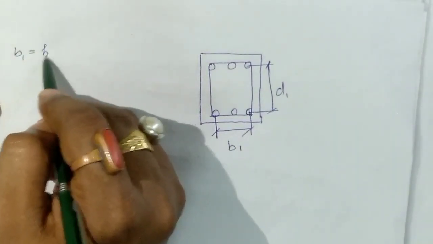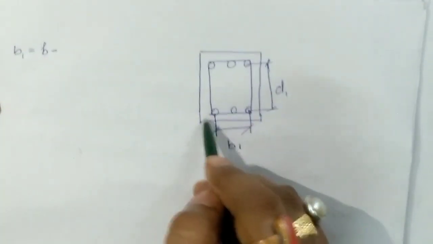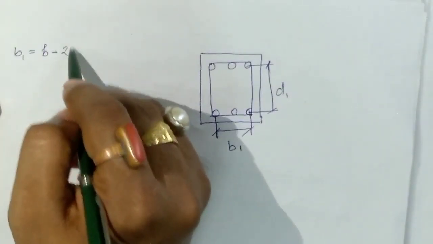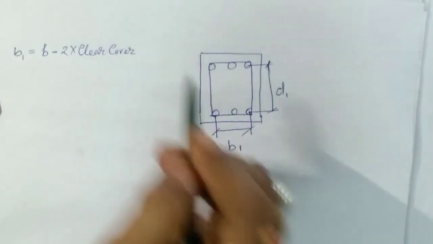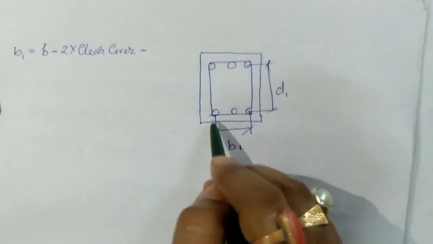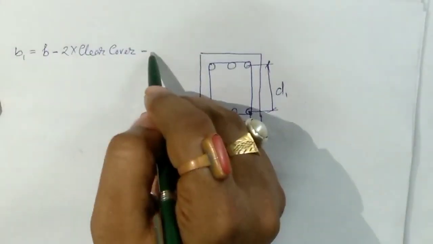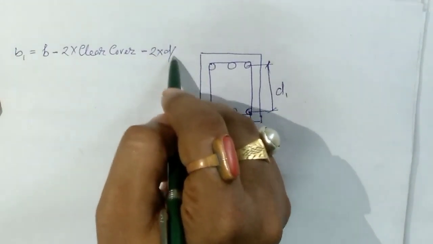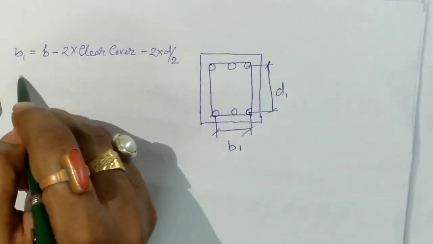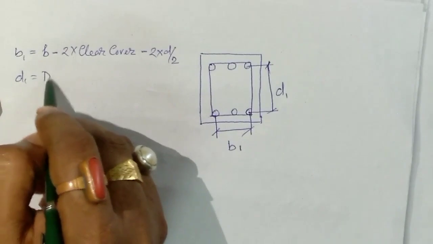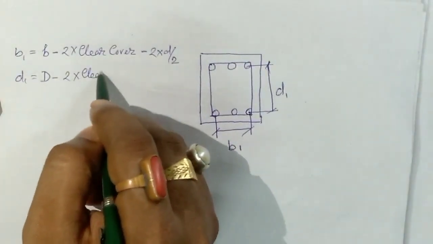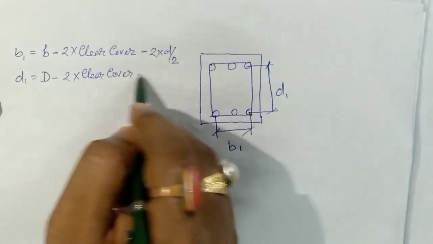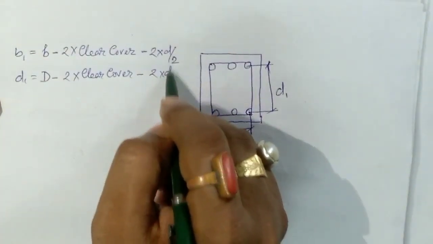So to get b1, the total b minus clear cover on both sides, 2 into clear cover, again minus half of the bar diameter on both sides. Similarly for d1, capital D, total depth, minus twice clear cover, minus 2 into d by 2.